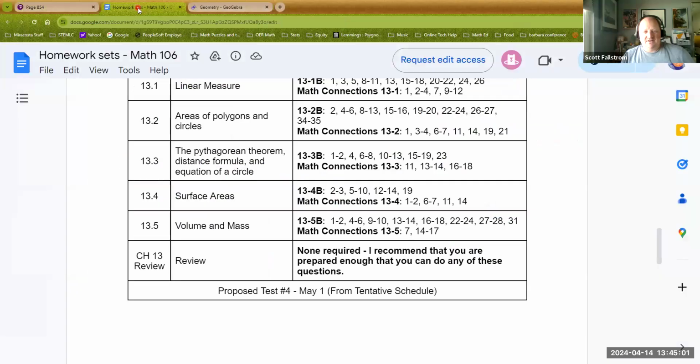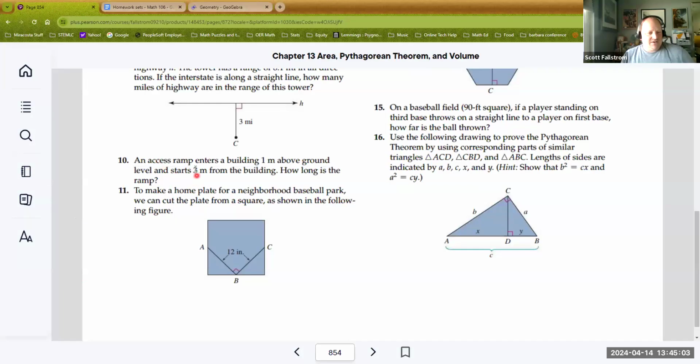Let's see here. What was it then? 10 to 13. So an access ramp enters a building 1 meter above the ground level and it starts 3 meters away from the building. How long is the ramp? Sketch out the triangle. It's a right triangle. You should be good to go.